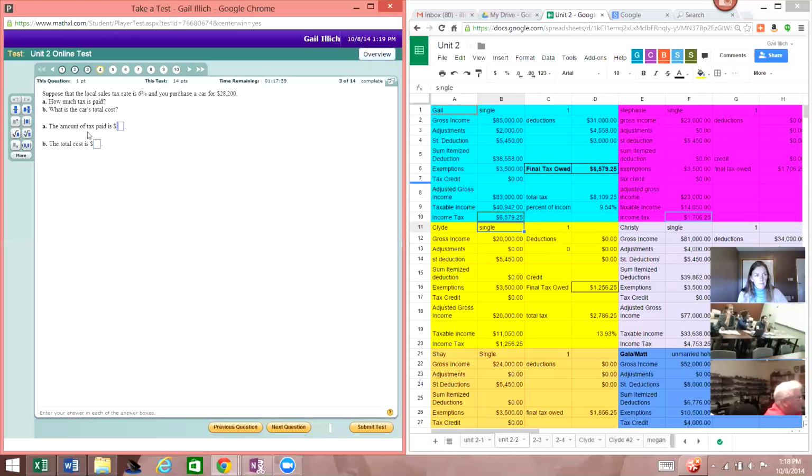All right. Now, suppose that the local sales tax rate is 6% and you purchase a car for $28,200. How much tax is paid? What is the car's total cost? So who's got an idea of what section this was?